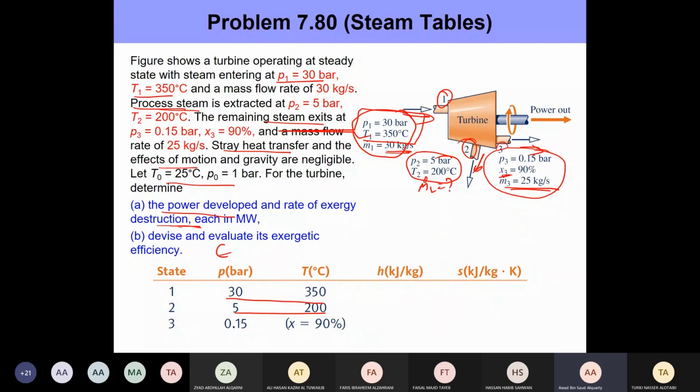For the last case, state 3, the quality and pressure are given. So it's obvious that it's a saturated mixture. So you can go to the tables and determine all these values for enthalpy and entropy.